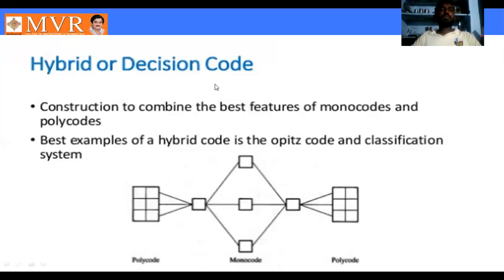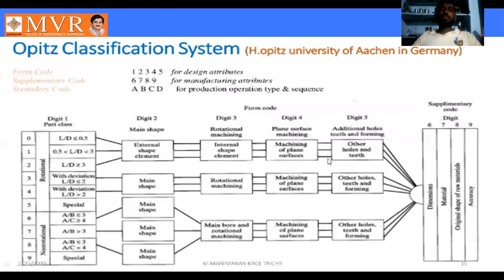Next is hybrid or decision code. The combination of polycode and monocode gives us the hybrid code. We combine these two, polycode and monocode, and get the hybrid or decision code. The best example of the hybrid code is the Opitz coding system. In the Opitz coding system we add polycode and monocode together and get the final output.